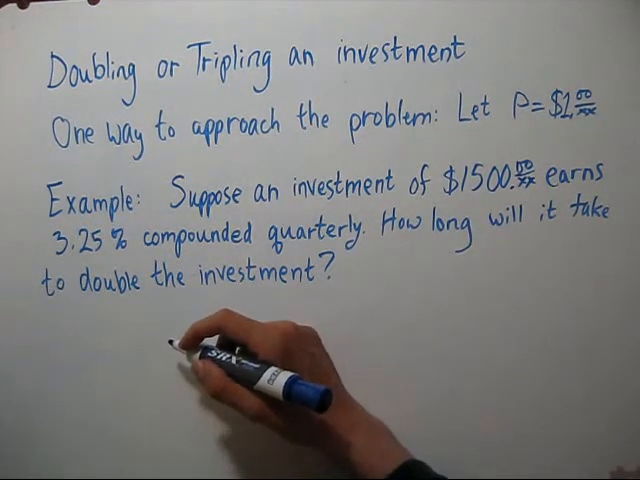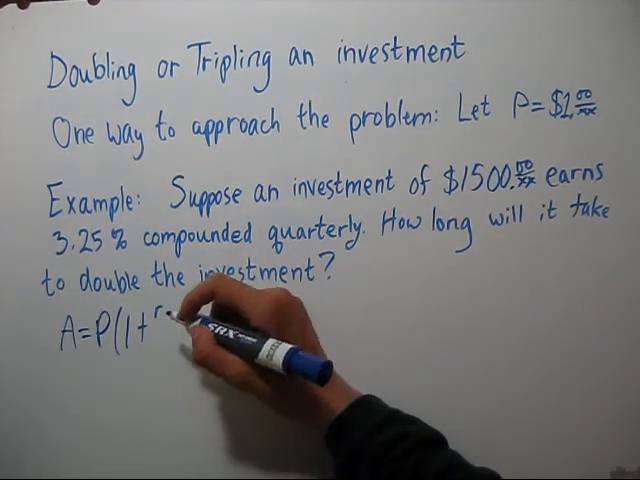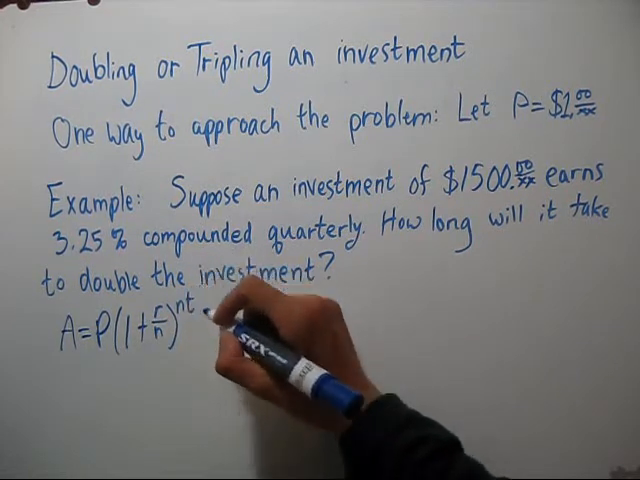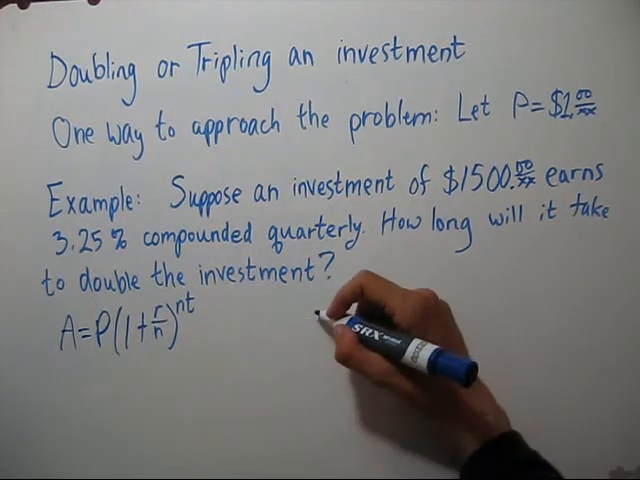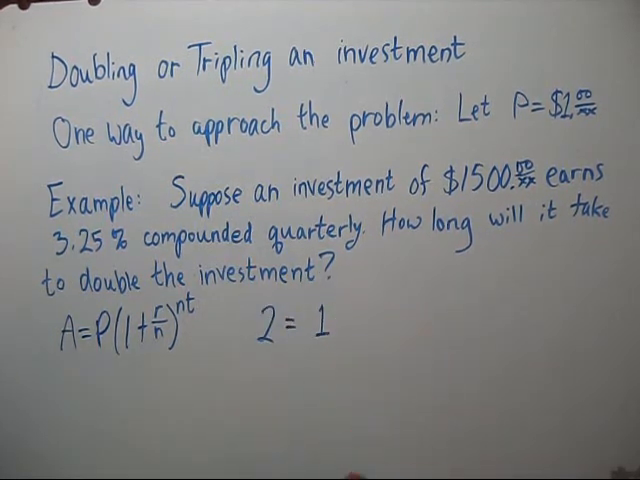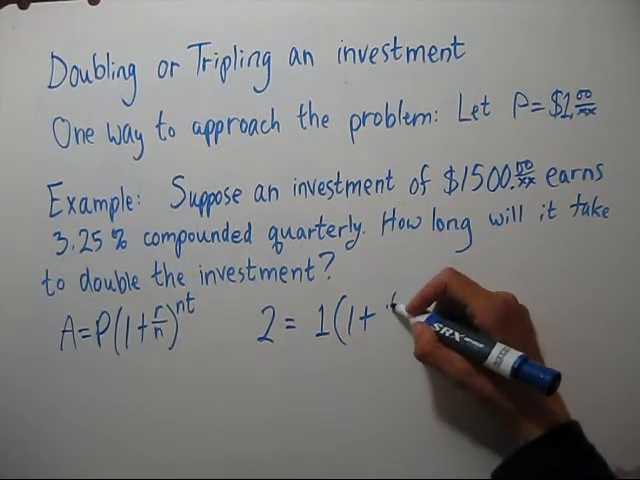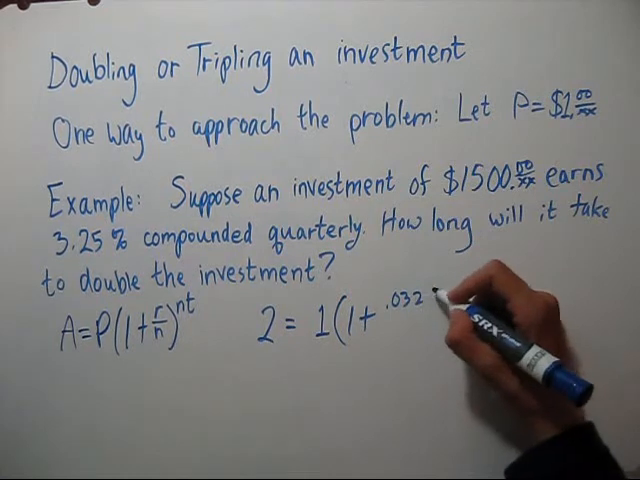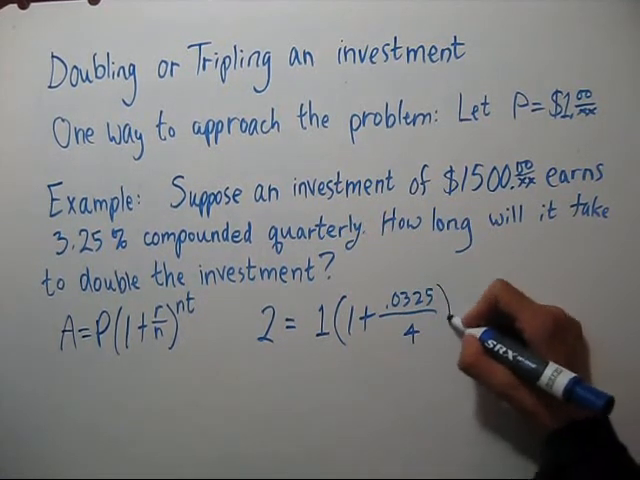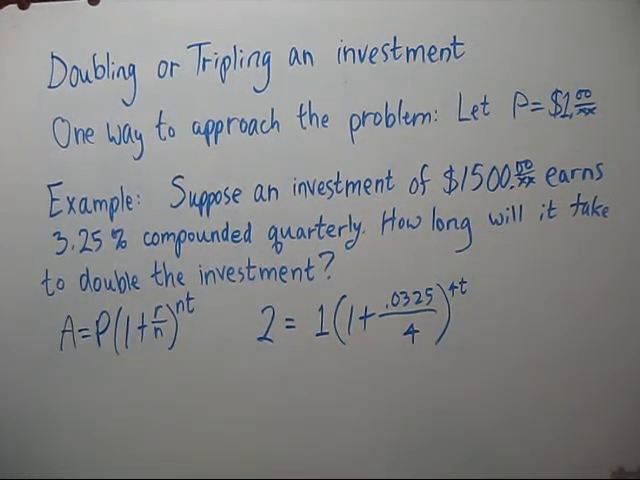So for compounding n times a year, our formula is A equals P times (1 plus r over n) to the nt. So let's take our principal just to be $1, and we're doubling it, so in the end we'll end up with $2. Our rate is 3.25%, so we have 0.0325. Number of times a year, it's compounded quarterly, so 4. And we take 4 times t. We don't know what t is.